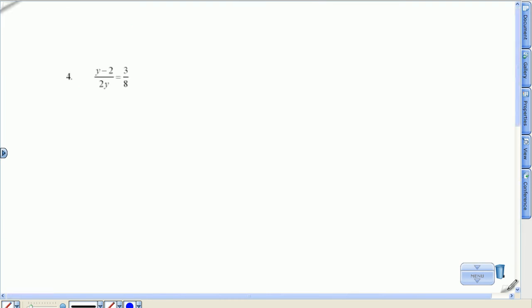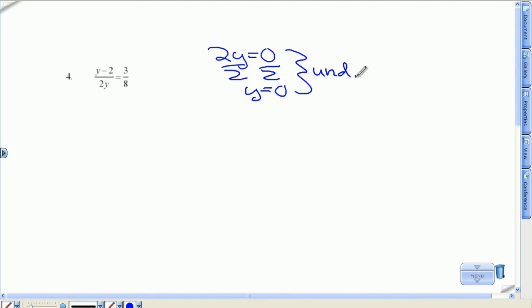Alright, problem 4 here. Well, now we're back to our equal sign. We have a proportion. But before we do that, 2y is in the denominator. We want to know when it's equal to 0. It is equal to 0 when y equals 0. This will make the equation undefined. So keep that in mind.